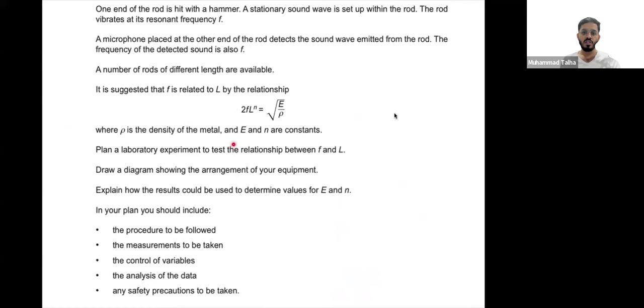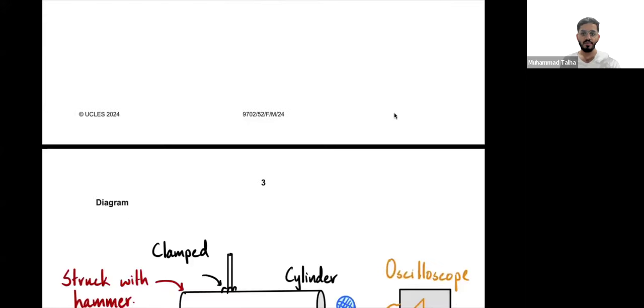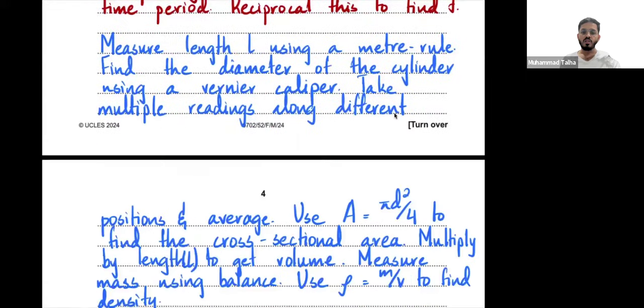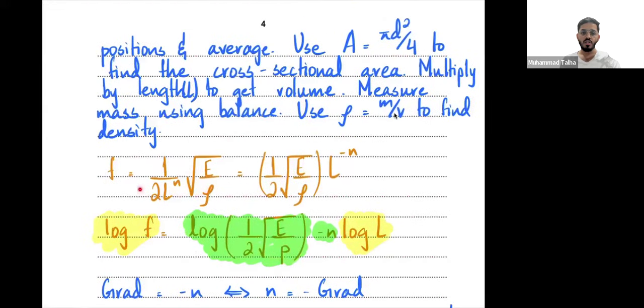So the equation is this: 2fL to the power n equals root E over rho. And we have to test the relationship between f and L. So now if we look here, because f is my dependent variable, I've kept it on one side. This is on the y-axis. And I've made f the subject. So everything else is here. But again, I need to plot it against L, right?